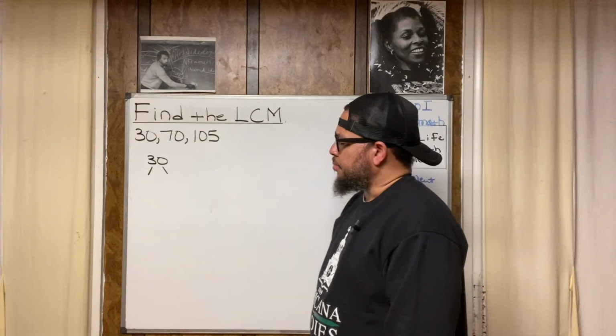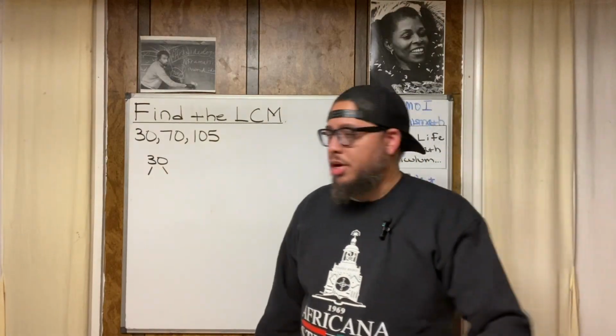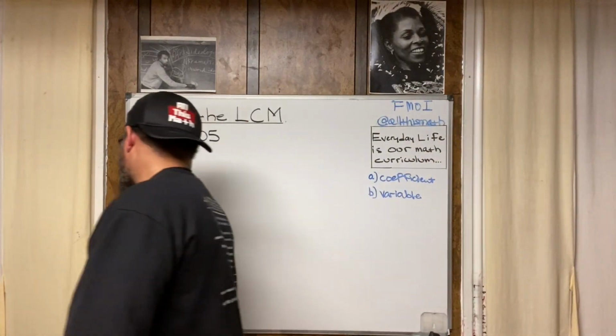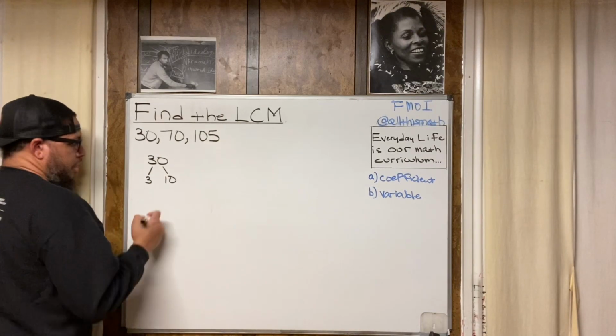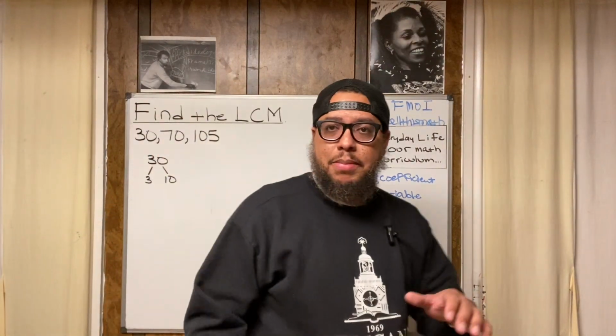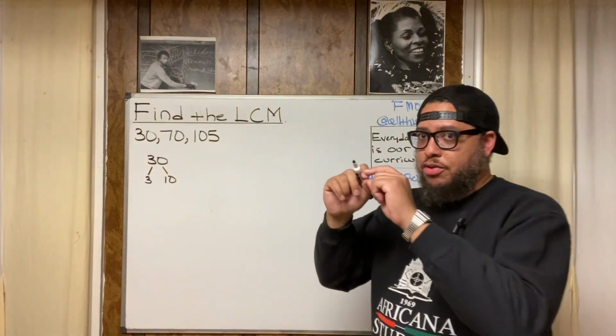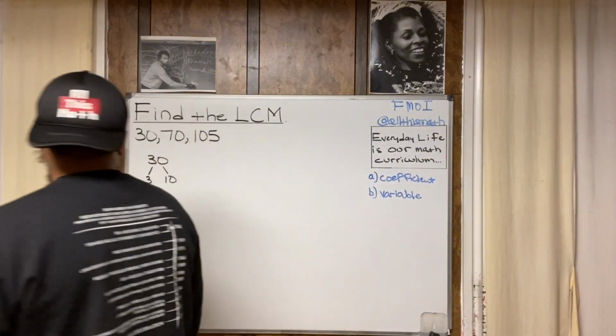All right, so 30. I want to think of two factors of 30. Any two factors, it doesn't matter what they are. So I'm going to say 3 times 10. I'm going to put a 3 right here and a 10 right here. Now, the 3, I can't do anything with the 3. That's a prime number, which is cool. But the 10, I could break down. I could further decompose. That's the technical term we use.